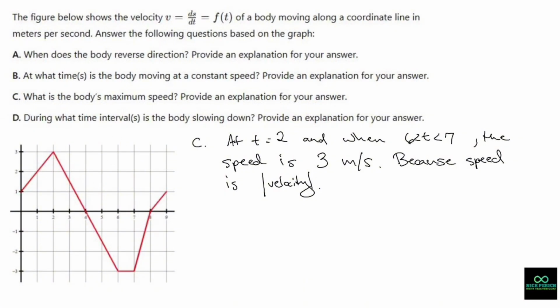Now, this last one has the potential for a lot of confusion. Okay, so let's try to understand one more time that this is the velocity function and what velocity means. The question being asked is, during what time intervals is the body slowing down? Provide an explanation for your answer. This is velocity. Okay, anything that's above the x-axis means you're moving forward. Not increasing, not decreasing. It means you're moving forward. I am moving forward here, here, here, and here. Okay, anything under the x-axis means I'm moving backwards.